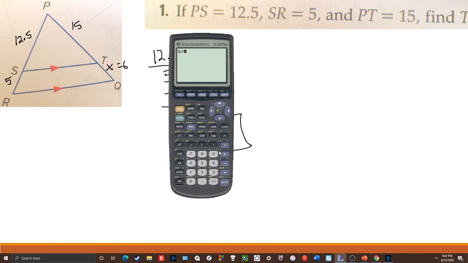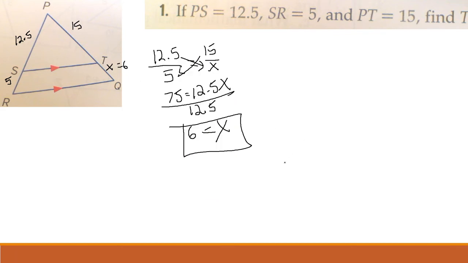Well, let's do this. 6 divided by 15 is 0.4. So, actually, I should probably do this. 15 divided by 6 is 2.5. So that means that 6 times 2.5 is 15. That should also mean that if I take 6 times 2.5 to get 15, I should be able to take 5 times 2.5, and that should get me 12.5, which it does. So you can check your work that way to make sure that the ratio is consistent.